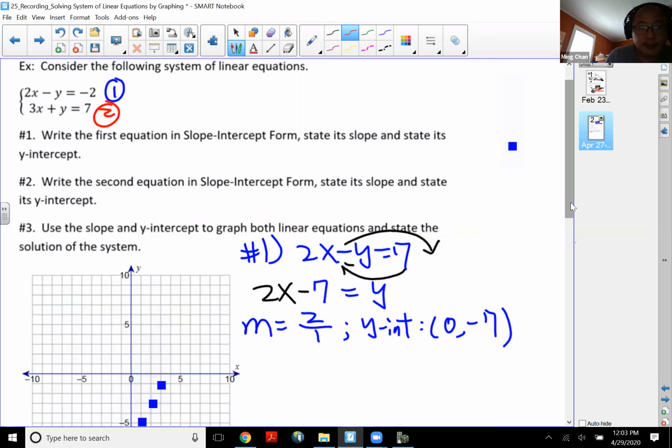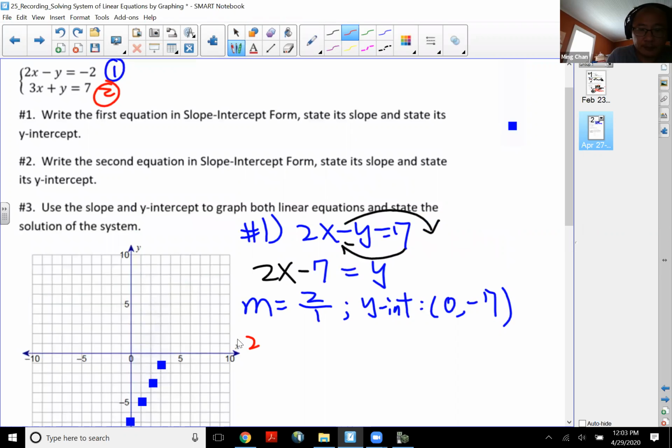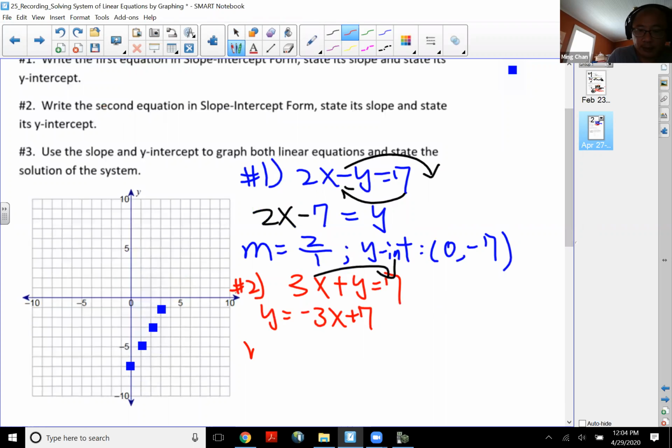That y is positive, so I'm gonna let it stay there. So I get y equals negative 3x plus 7. So this time my slope m is negative 3 over 1. My y-intercept is (0, 7).